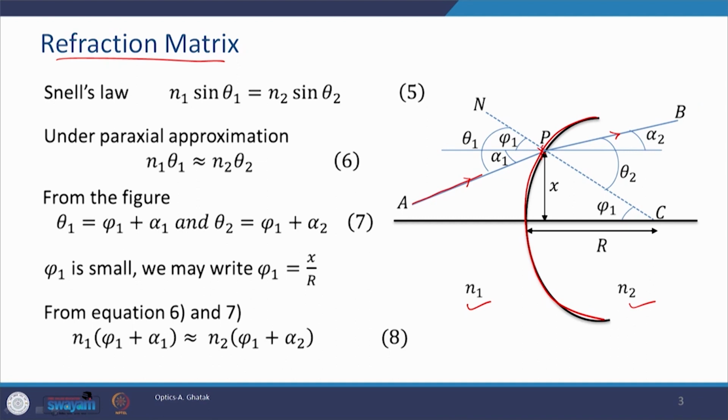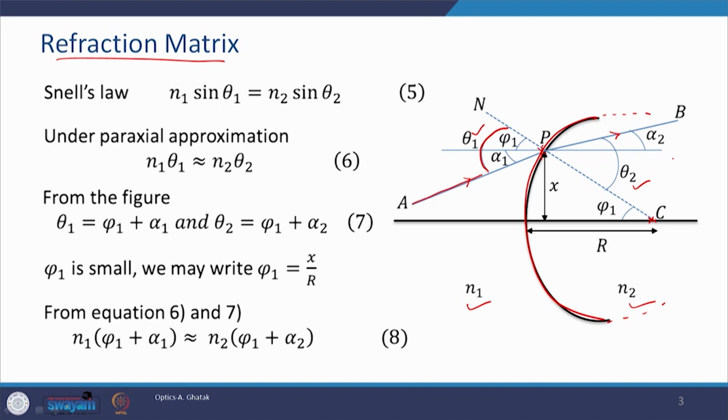Now since the refracting surface is spherical, we can extend it into a circle, and this circle has a center C. If we want to draw a perpendicular at point P, we join point P with C, and therefore PC will represent the perpendicular at point P. Once the perpendicular is known, we can easily calculate the inclination of the incident ray with the perpendicular, which is represented by theta 1 in this diagram, and the angle of refraction, as shown in the figure, is theta 2.